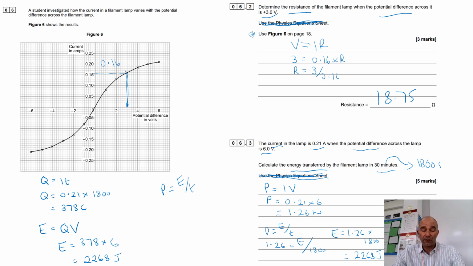You don't get marked down for using one method rather than the other, but it's nice because you've got two options of how to work it out, and that's worth 5 marks. So that's a big chunk of marks. Well done if you did pick up all 5 on that.